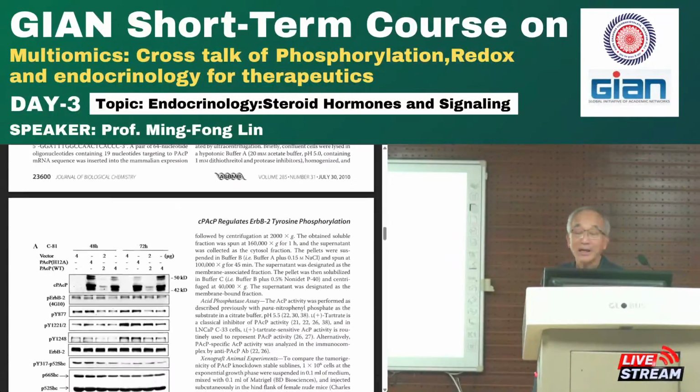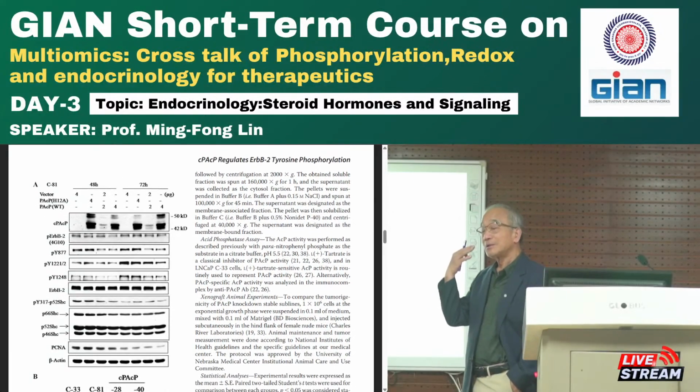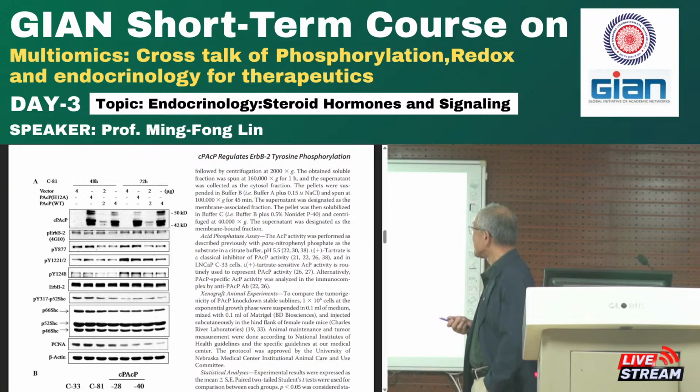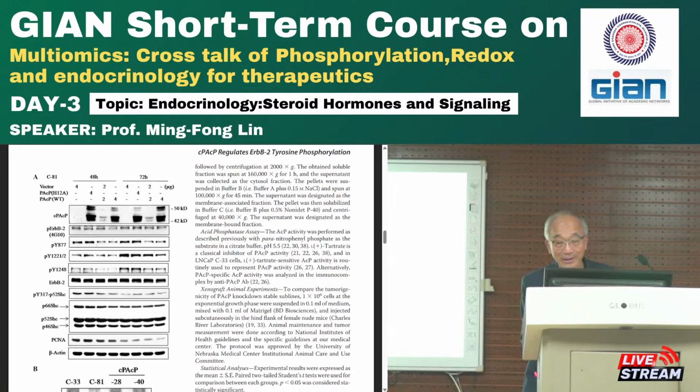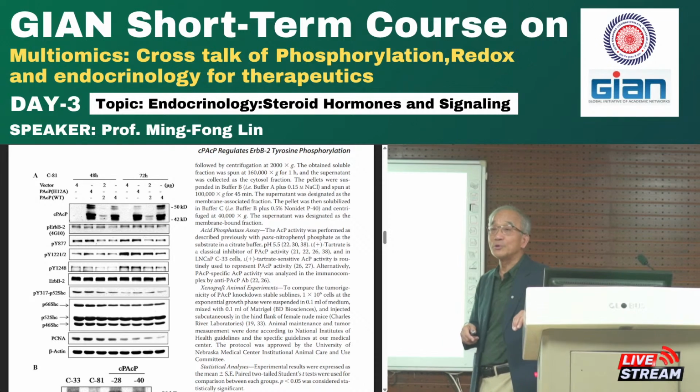So again, is that really the case? Does PAP really regulate ERB2 phosphorylation? And is the PAP phosphatase activity involved? So what we did is we performed a point mutation on the phosphatase. We have the mutation at the H12 position to alanine, and we have the wild type. So this is the inactive form of the phosphatase.